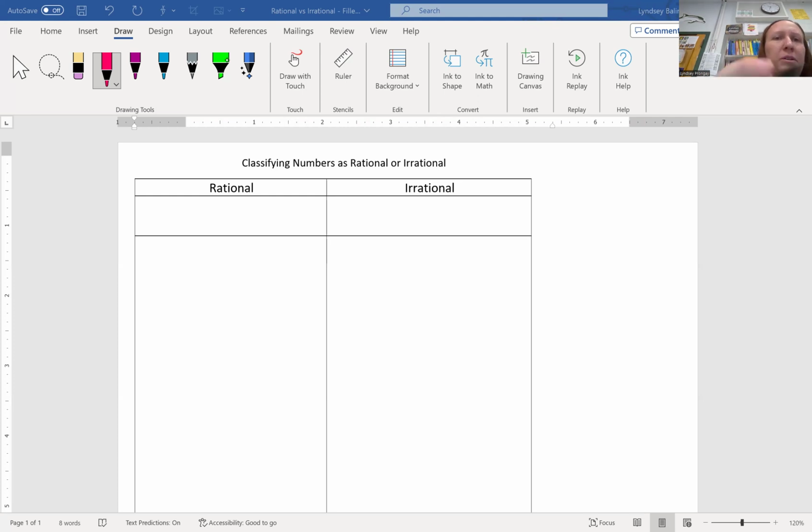A rational number, the technical definition, is a number that can be written as a ratio of two integers. But really what we mostly think about is, can we write it as a fraction? So rational numbers are numbers that can be written as a fraction. Irrational is just the opposite of rational, so irrational numbers can't be written as a fraction.